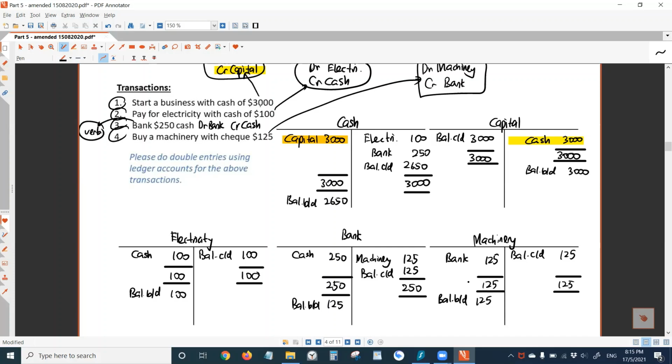Okay, that means you are left with $125 worth of machinery. When you're done, you let me know, and I'll show you how to prepare the trial balance. Done. Okay, good, Rajin.